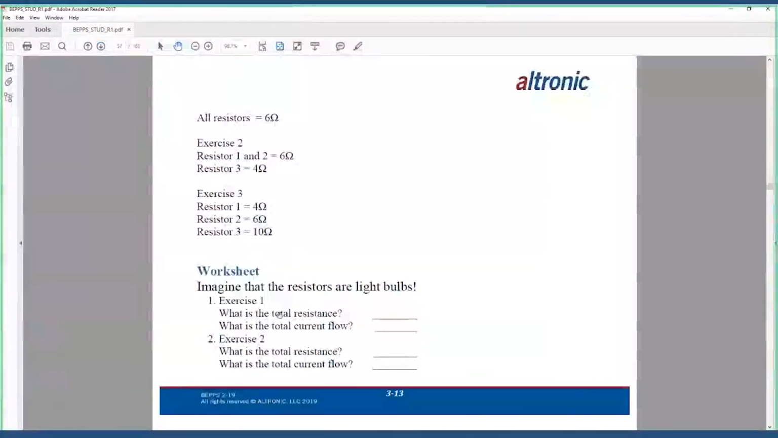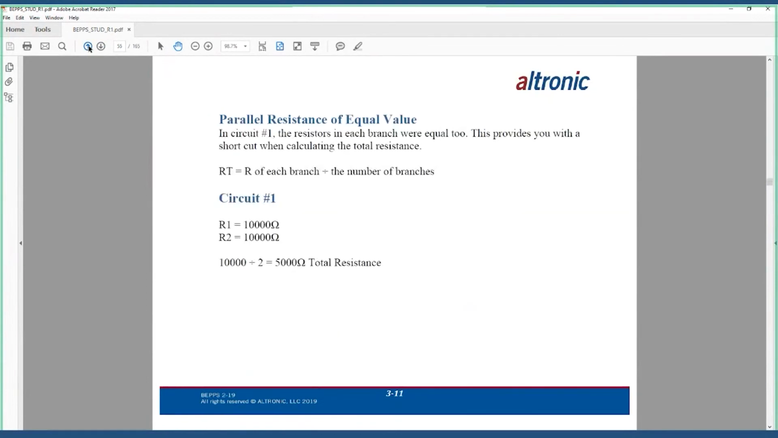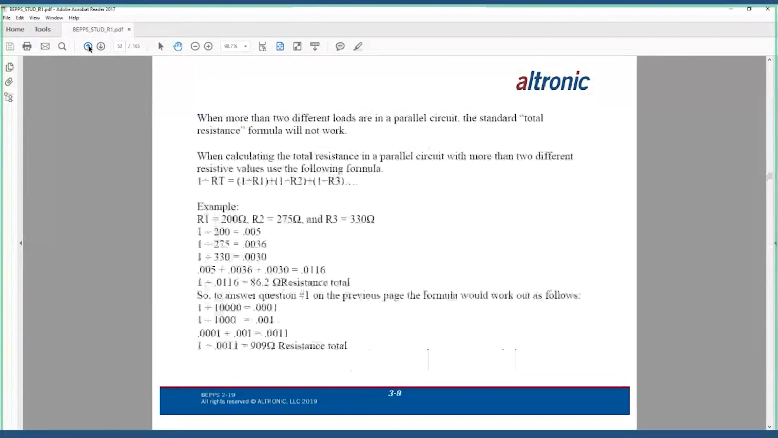Okay. So exercise 2, what's the total resistance? So we got 2 6 ohm resistors and 1 4 ohm resistor. So I think what we need to do, correct me if I'm wrong, is go back to that more complicated formula. Does that sound about right? When calculating total resistance in a parallel circuit with two or more different resistive values, use the following formula. So we've got a 6, 6, and a 4.